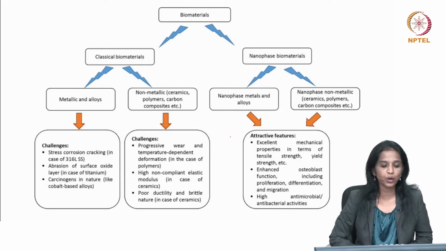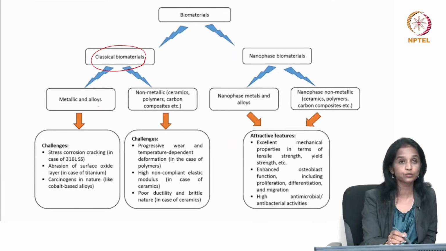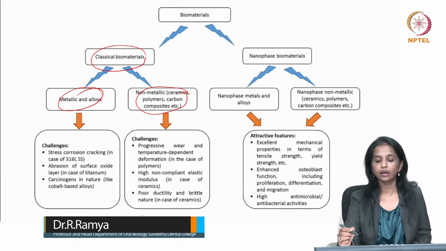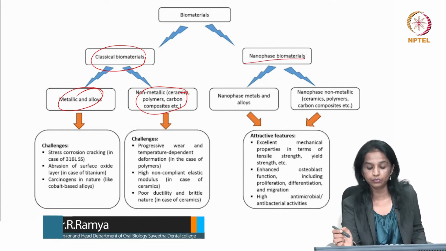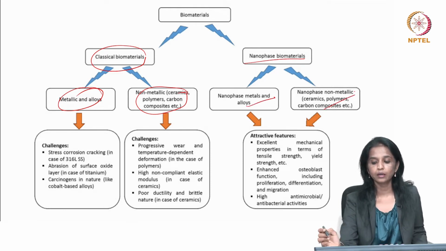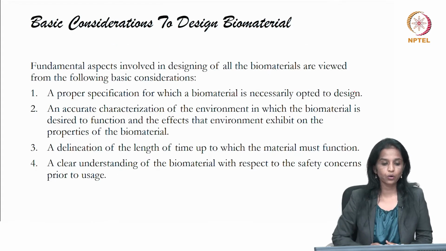The most common ones are a wide variety of categorizing them as classical biomaterials, which actually goes down into subdividing into metals and alloys and non-metallic elements. So, these are the usually used material classification system, and then we have the nano phase biomaterial classification system. Here we have again metals and alloys and then non-metallic alloys. So, this is how we go into classification.